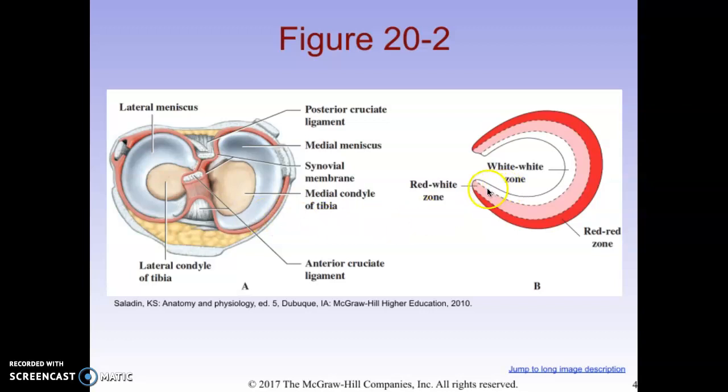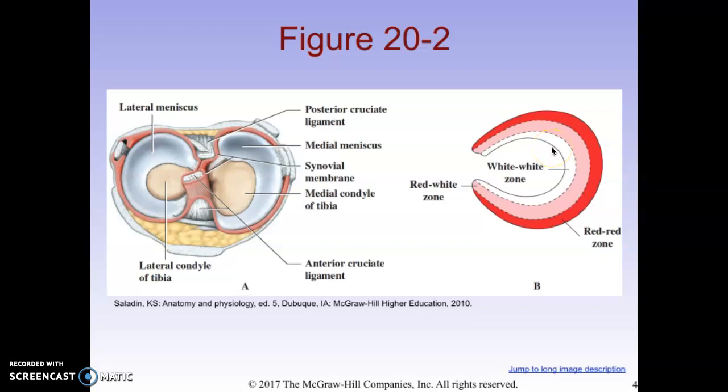Okay, and then this is just some extra knowledge for you. If this is the shape of the meniscus, sometimes we talk about the red zone, white zone, and the red-white zone. The red zone has a lot of blood flow, so if you get a tear in that part of the meniscus, it can heal on its own because it has blood flow to it. In the white zone, there is no blood flow to it, and so it can't really heal on its own.